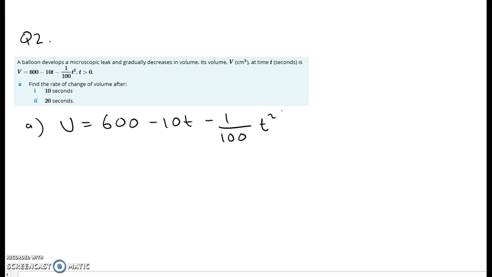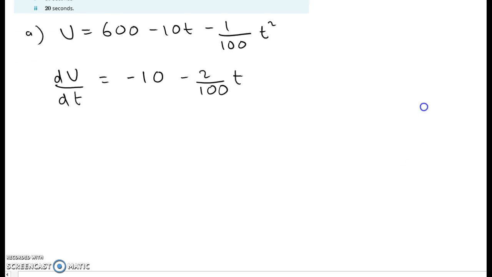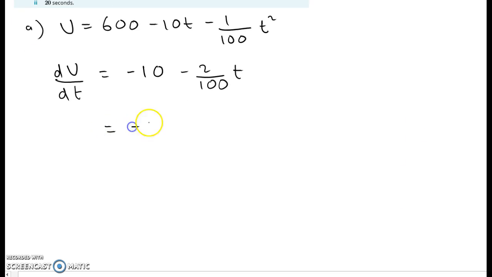If we want to take the derivative of that, we're going to take the derivative of v with respect to t, so dV/dt. The constant will become nothing. Minus 10t will just become minus 10. And this 2 comes down to give us minus 2 over 100 t. And we can simplify that 2 over 100 to 1 over 50, so minus 10 minus 1 over 50 t, or just t over 50, because 2 over 100 is 1 over 50.